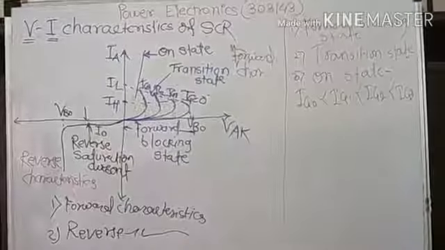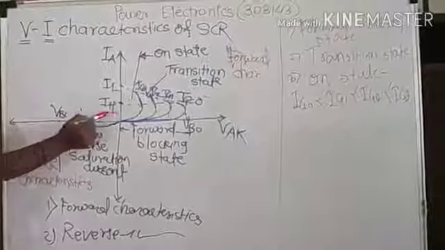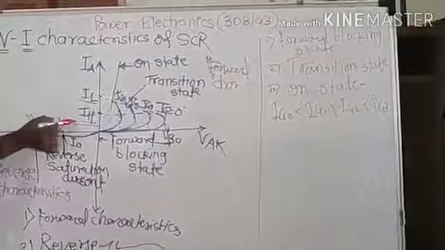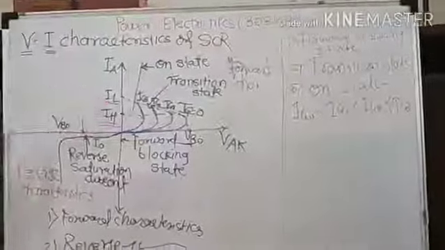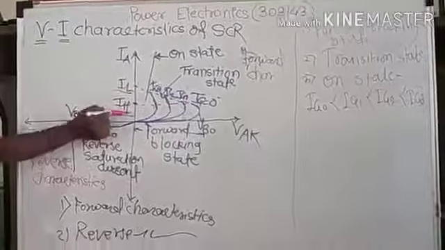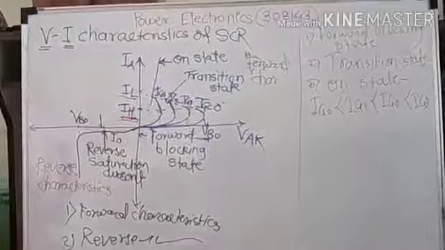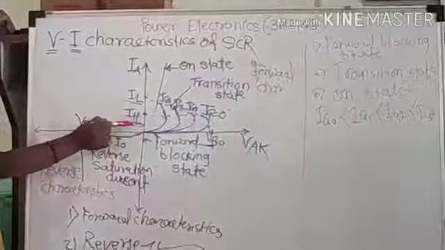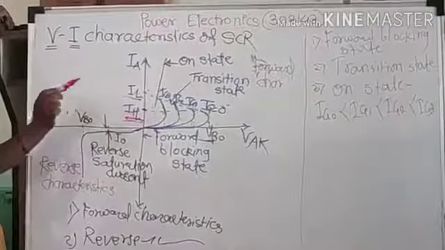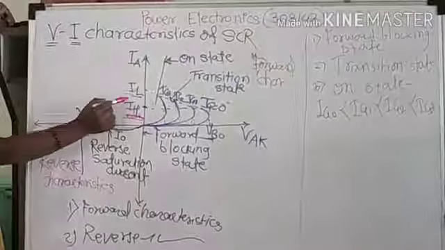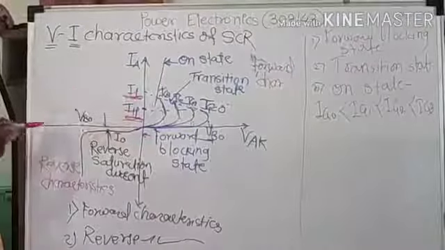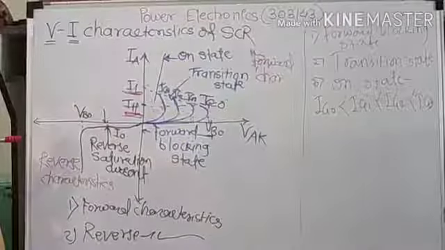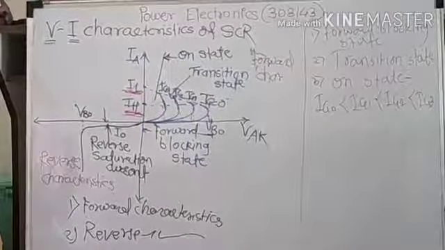Now, latching current. What is the holding current and what is the latching current? The holding current is the minimum amount of current that can flow through the SCR and hold the SCR in on state. And latching current is the minimum amount of current flowing through the SCR that latches the SCR in on state.